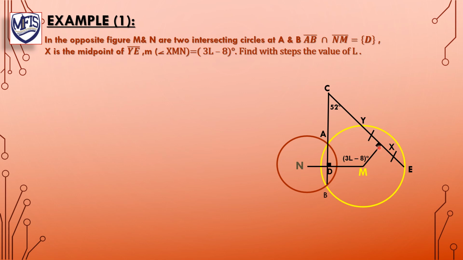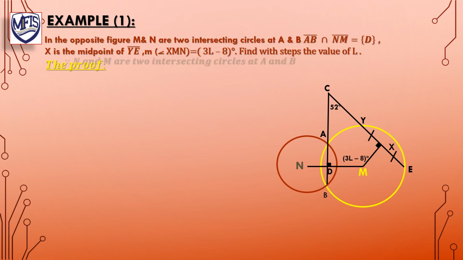Now I have quadrilateral CXMD, and I have the measures of three angles of it: 90, 90, and 52. So I can find the measure of the fourth angle: 360 minus (90 plus 90 plus 52). Now look at the steps.